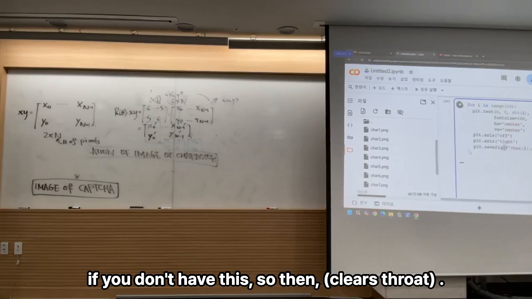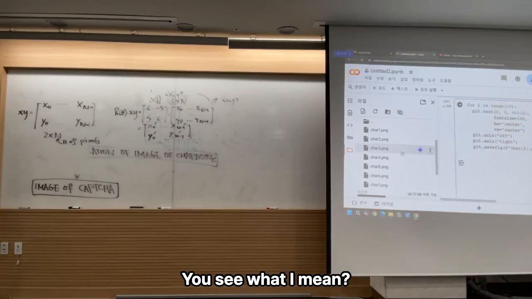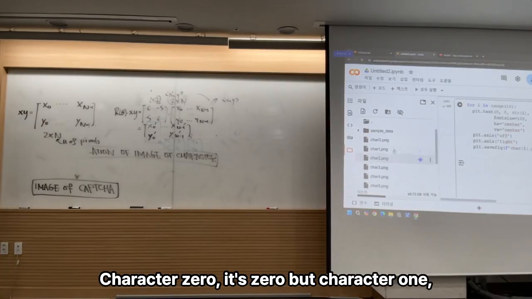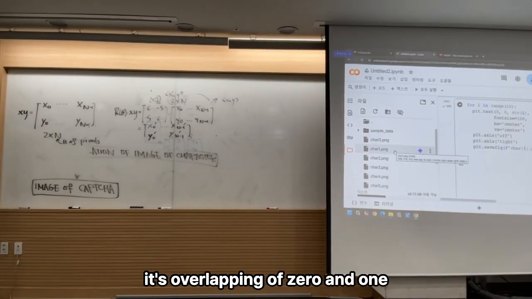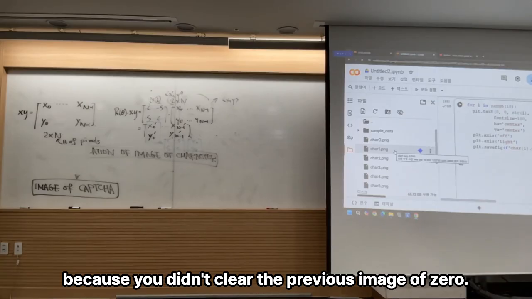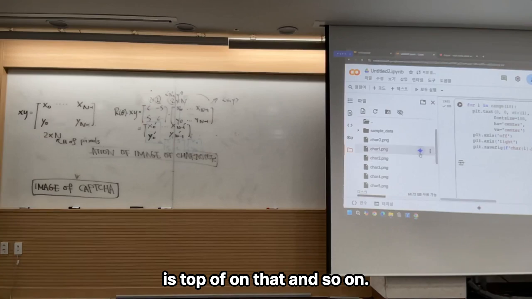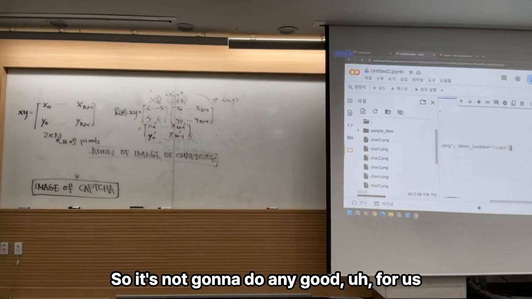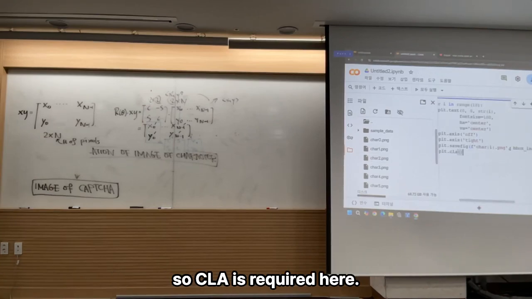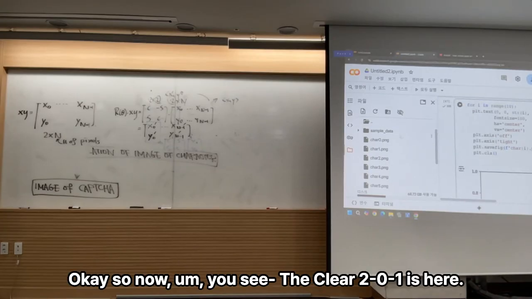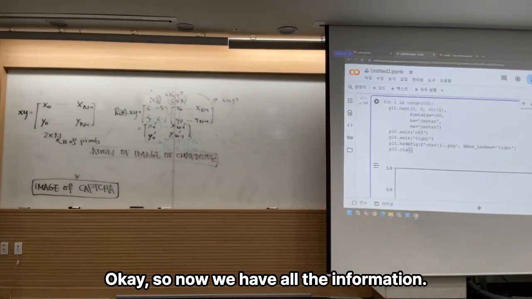You see what I mean. Character 0 is just 0, but character 1 is an overlap of 0 and 1 because you didn't clear the previous image of 0. So 1 is drawn on top of 0, and 2 on top of that, and so on. It's not going to do any good for us, so CLA is required here. Now you see the clear 0, 1, 2 here. Now we have all the information.